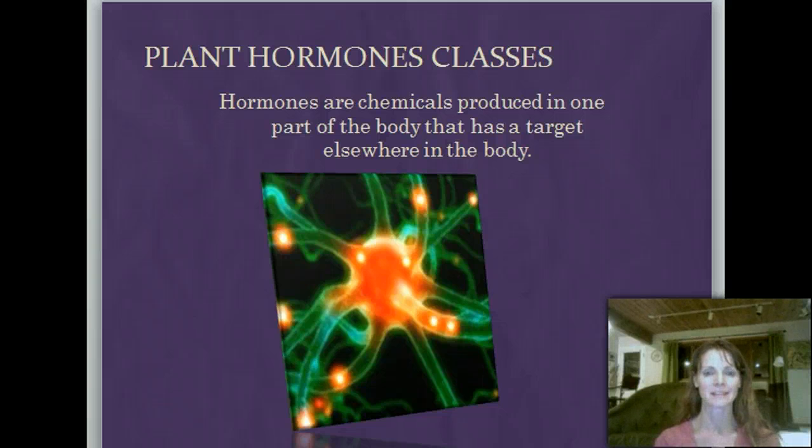Plant hormone classes. There are tons of hormones in plants. We're going to talk about a lot of hormones in the human body coming up in the next unit, okay? But hormones are chemicals produced in one part of the body that has a target elsewhere in the body. And that goes the same for a plant. So they're produced in one part of the plant, but they might target a different part of that plant.